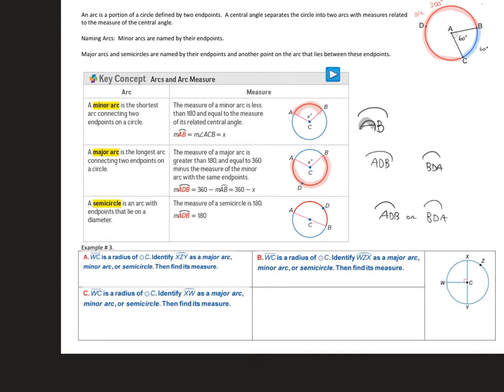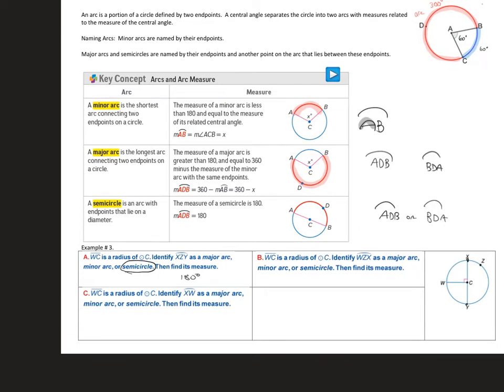So example number 3 says WC is a radius of circle C. Identify arc XZY as a major arc, minor arc, or semicircle. So if I look from X to Z to Y, that is going to be a semicircle. So that is 180 degrees.